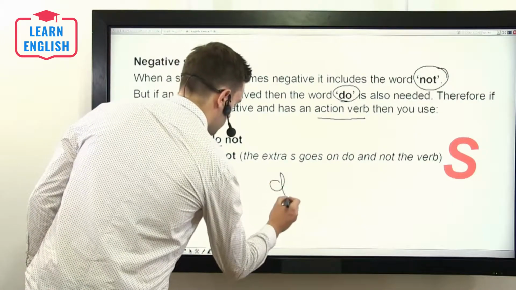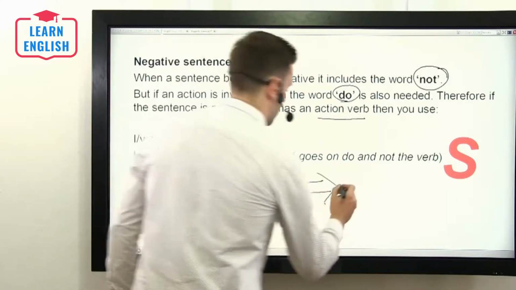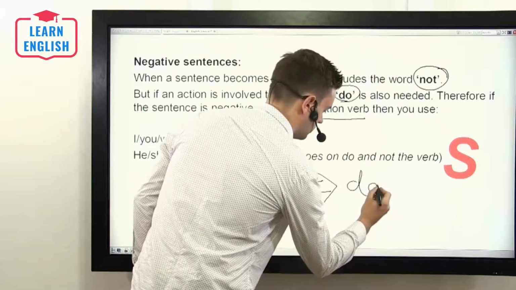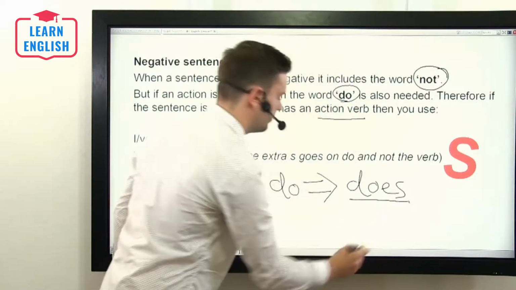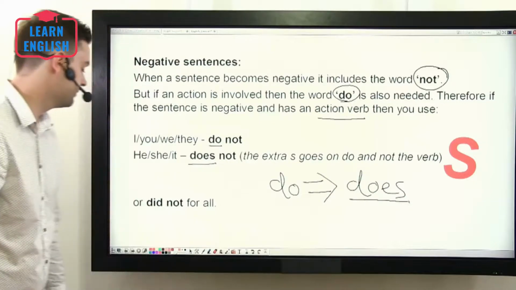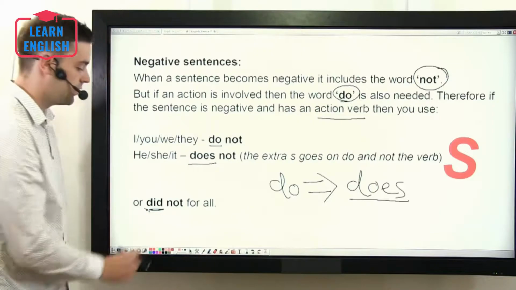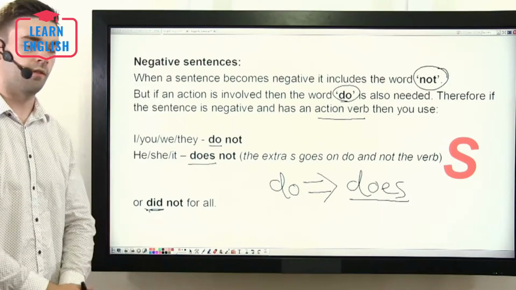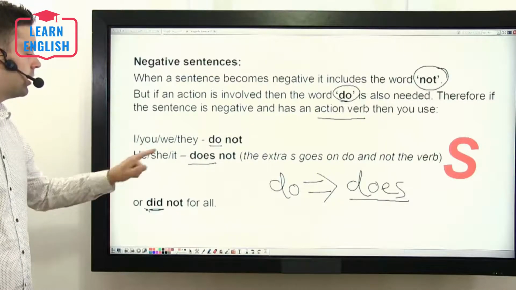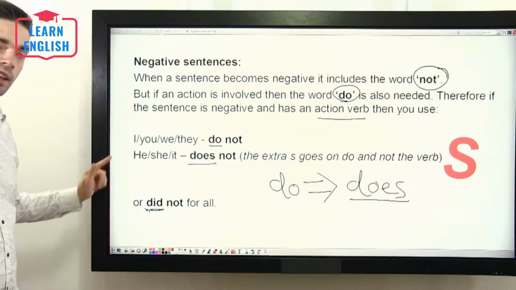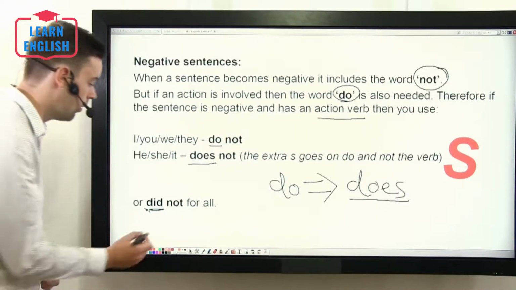So do changes to does. You can also use did not, and this can be used for all of them. So did not: I did not, you did not, we did not, they did not, he did not, she did not, and it did not. All of them.